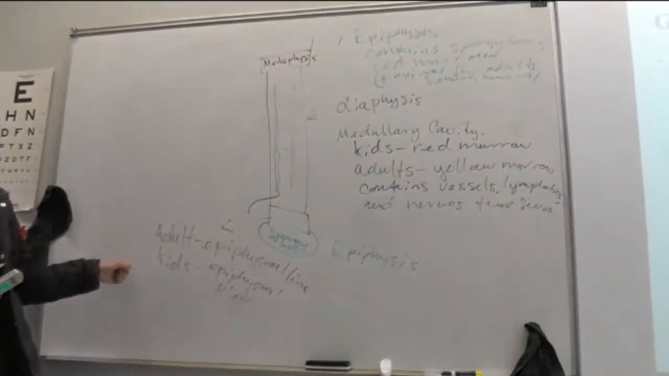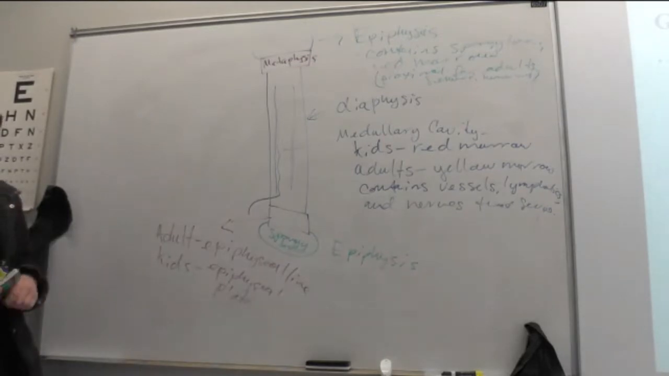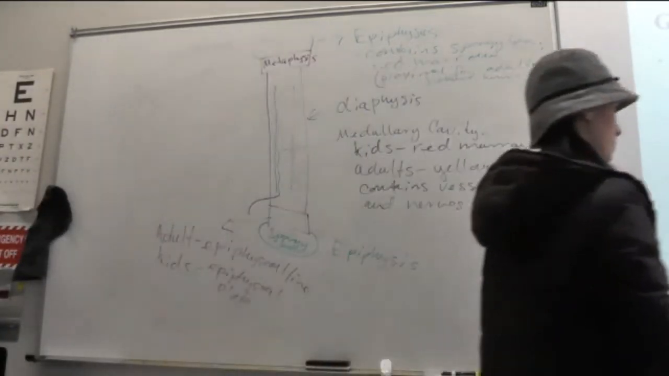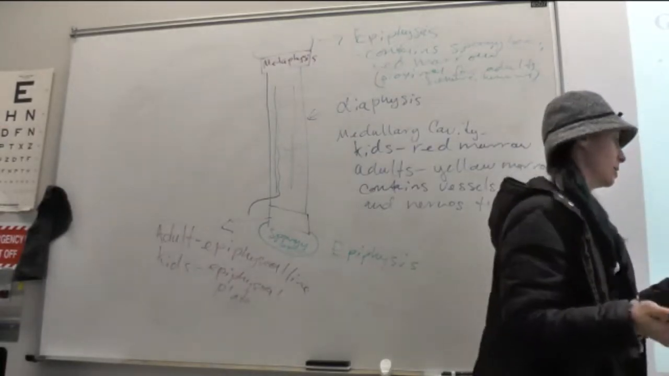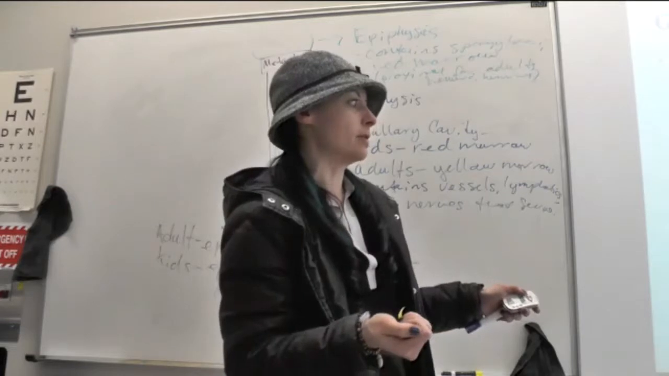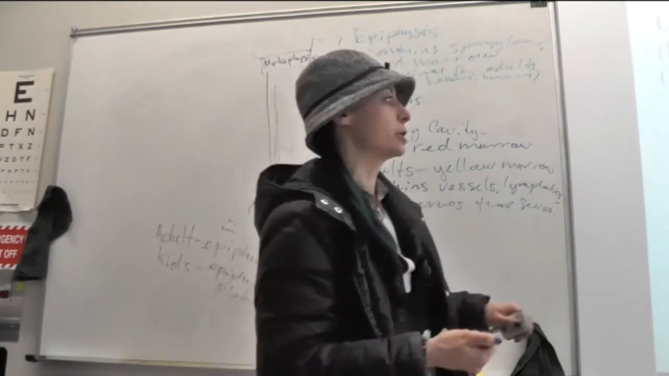So in kids, it's the site of growth. We call it the epiphyseal plate. In adults, it's the epiphyseal line. And you can kind of see that here. Between the diaphysis and the epiphysis is the epiphyseal line. It's the remnant of the epiphyseal plate where bone growth occurs.